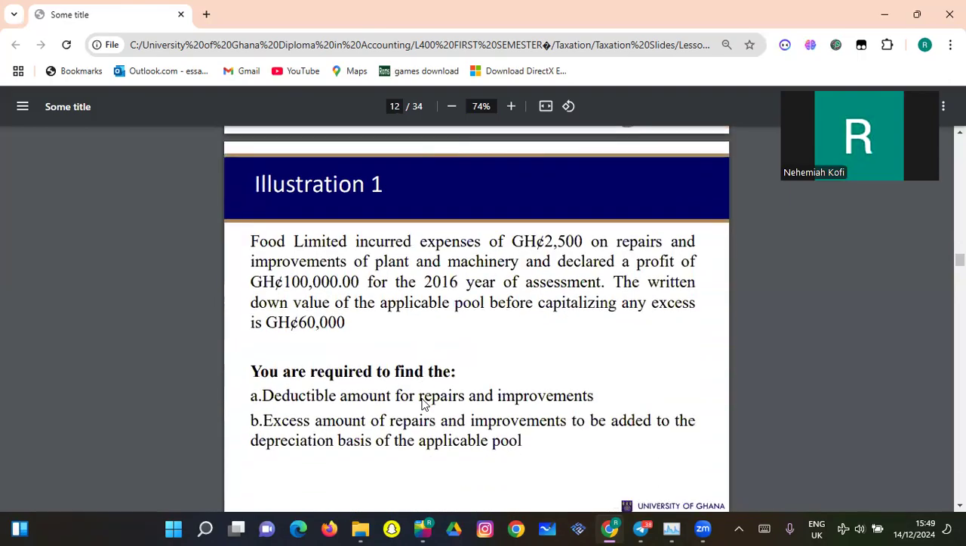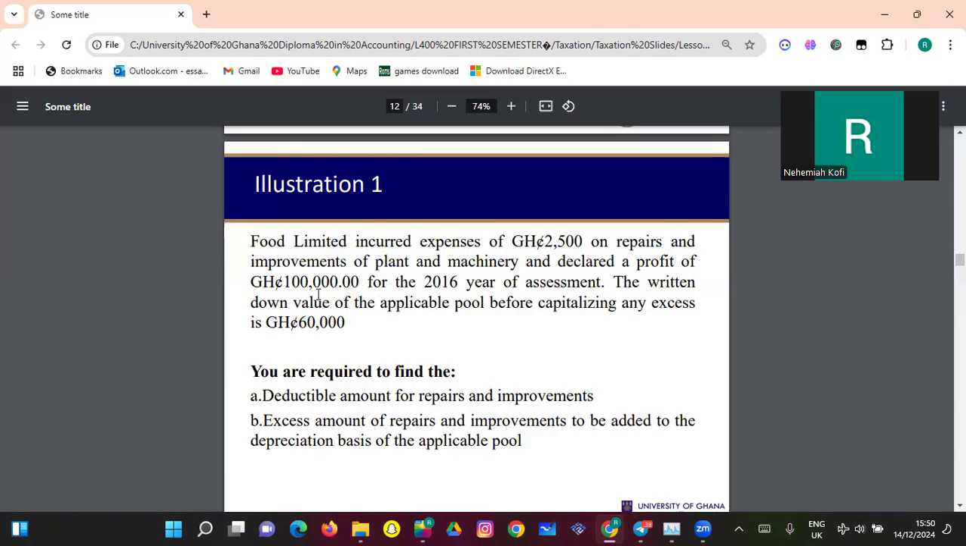So this is an example here. Food Limited incurred expenses of 2,500 on repairs and improvements of plant and machinery and declared a profit of 100,000 for the year of assessment. The written down value of the applicable pool before capitalizing any excess is 60,000, right? So now they say we are required to find the deductible amount for repairs and improvements, and the excess amount of repairs and improvement to be added to the depreciable base. Let's look at it here.